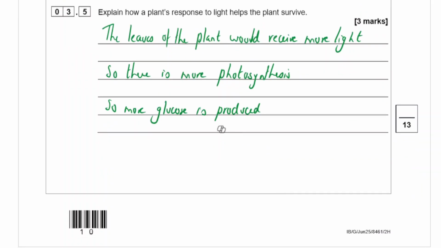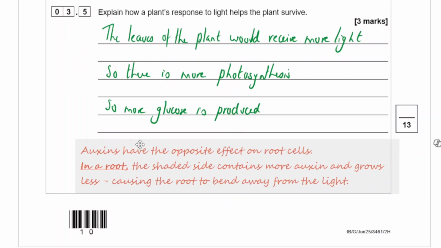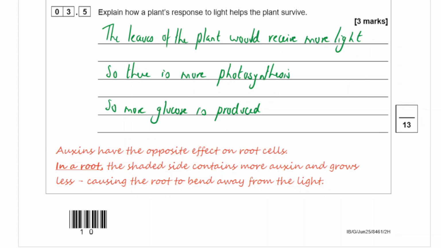Now a quick note about auxins, right? Auxins have the opposite effect on the root cells. And this links to geotropism. So in a root, the shaded side contains more auxin and grows less, causing the root to bend away from the light. That brings us to the end of question number 3, and I will see you in question number 4.